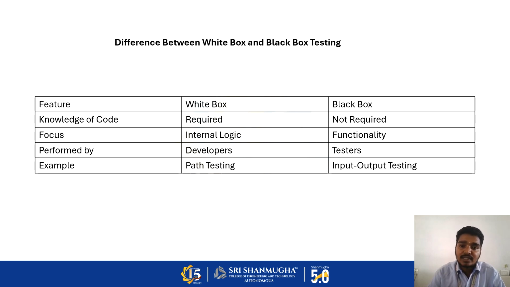White box testing focuses on the internal logic, while black box testing focuses only on the functionality. Next, who performs it. White box testing is performed by developers only. The developer can write the code and give the logical methods and the inputs and outputs of white box testing. Black box testing is done by testers. What are the examples? Path testing and input output testing.